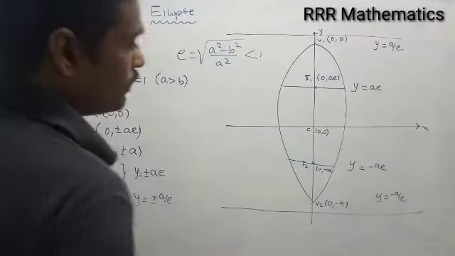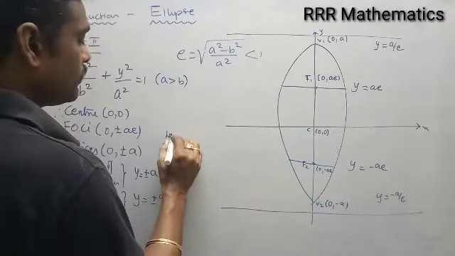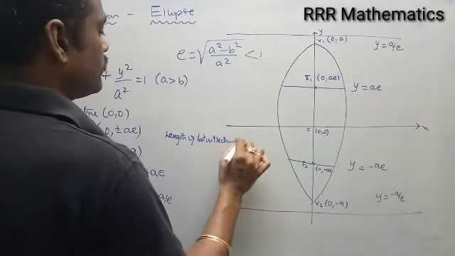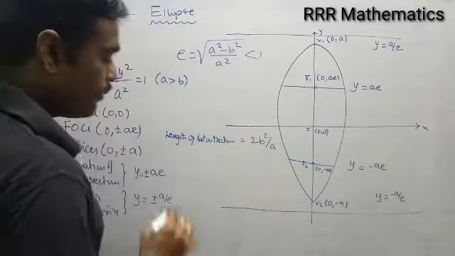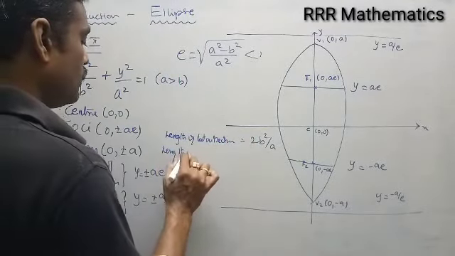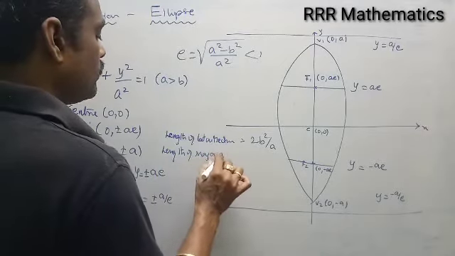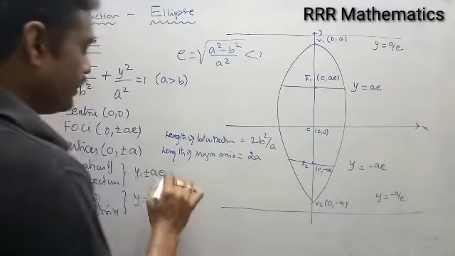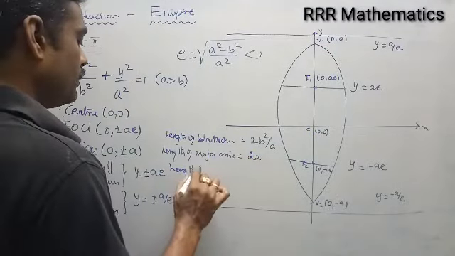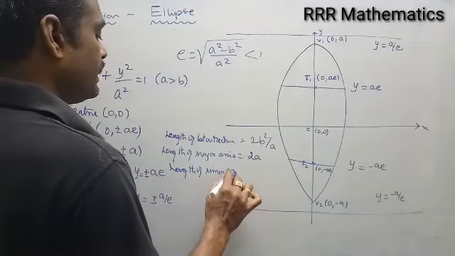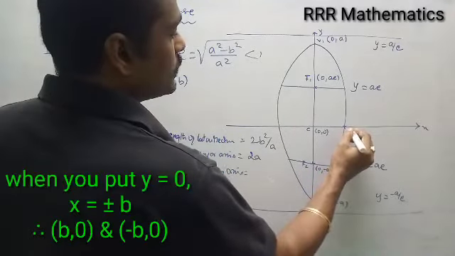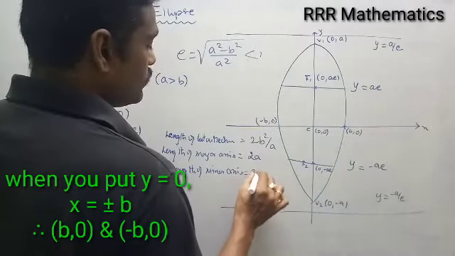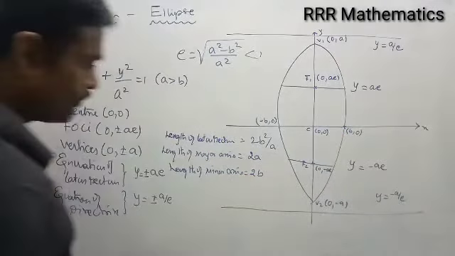Okay. Now, length of latus rectum, which will be 2B square by A, same formula. Length of major axis. This is the major axis, this is A and this is A, it will be 2A. Length of minor axis. This will be B comma 0 and this will be minus B comma 0. So, whose length will be B plus B, 2B.